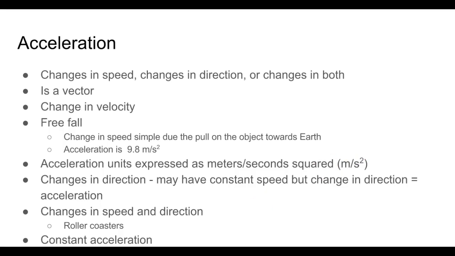Changes in direction might be constant, but they could just have a change in direction. That's still considered an acceleration. So an example of change in speed and direction would be roller coasters. Constant acceleration would be a steady change in that velocity.